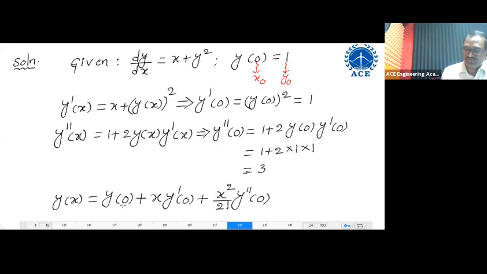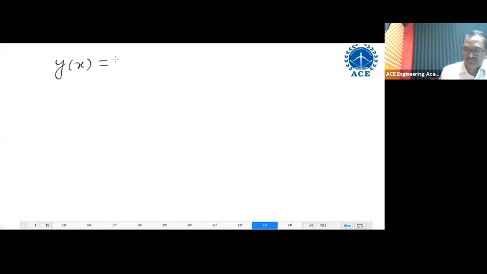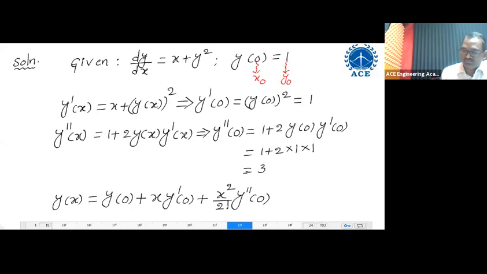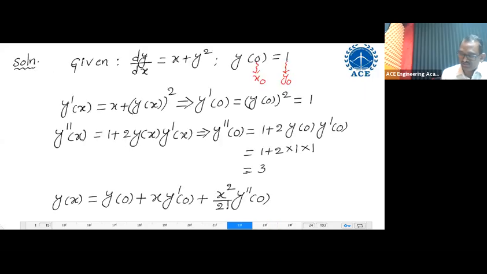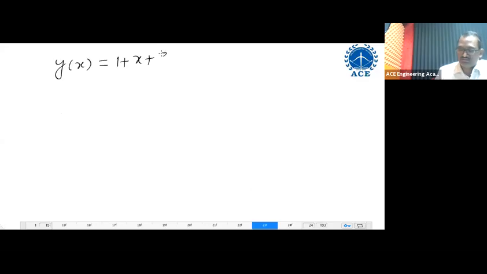y of 0 is 1. y dash of 0 is 1. So x into y dash of 0 plus x square by 2 factorial into y double dash of 0. y double dash of 0 is 3. 3 into x square by 2 factorial is 2.